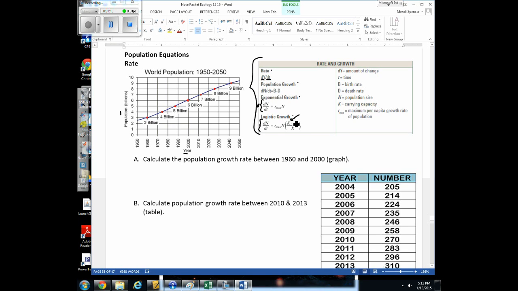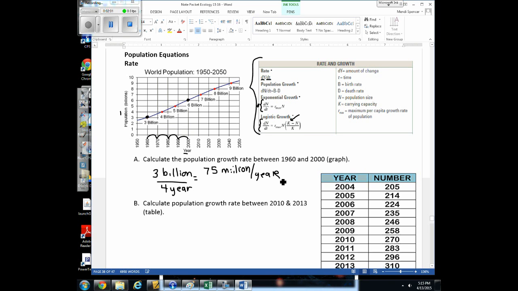One thing I've emphasized before is you need to be able to calculate rate from a graph or a table. Question 8 says calculate the population growth rate between 1960 and 2000. We have a change in time of 1, 2, 3, 4 years. So there's our bottom number, 4 years. In that time, the population changed from 3 billion to 6 billion, so that's a change of 3 billion. When you plug that into your calculator, you can see there's a growth rate of 75 million individuals per year.